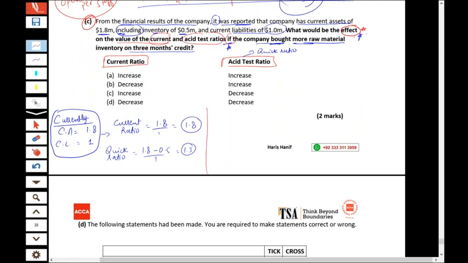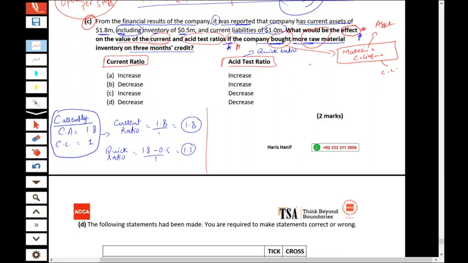What the company is saying is, imagine if you will buy more raw materials, what would be the double entry? The double entry would be material debit and current liability credit. Now, material is an asset and current liability, obviously, is a current liability.